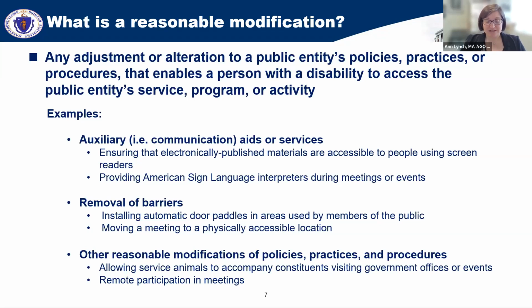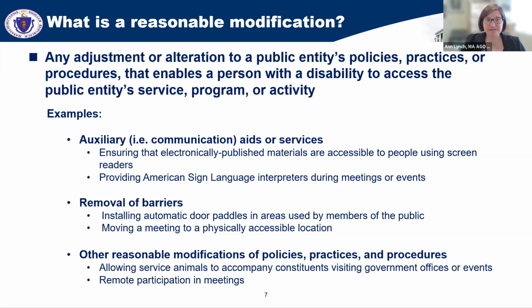A reasonable modification is an adjustment or alteration to a public entity's policies, practices, or procedures that enables a person with a disability to access that public entity's service, program, or activity. Now let's get specific and give those words meaning. So a reasonable modification can include auxiliary aids or services. Auxiliary aids or services are communication aids. So really classic examples of these are ensuring that our electronic materials can be read by folks who use screen reader programs, and providing American Sign Language interpreters during meetings and events, because those things aid our communication.